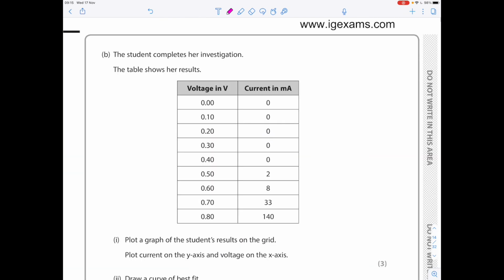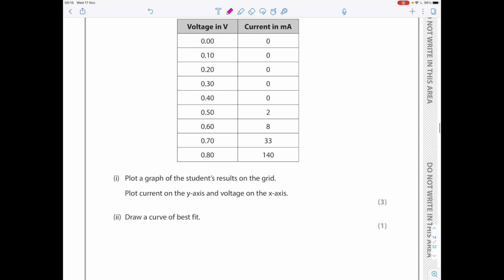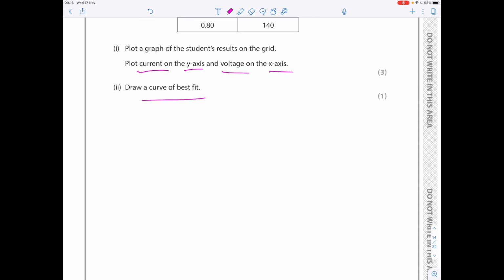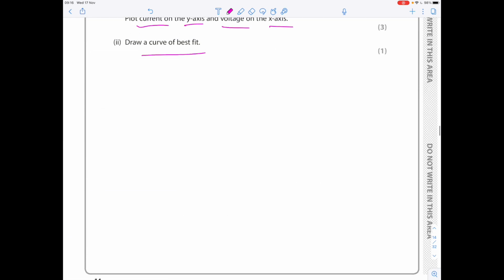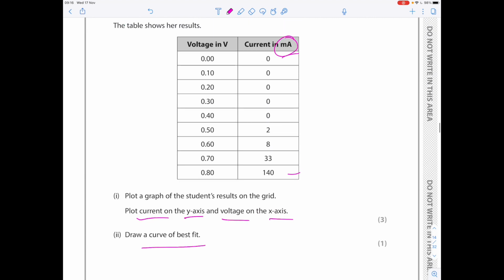The student completes her investigation. The table shows her results. Plot a graph of the student's results on the grid. Plot current on the y-axis and voltage on the x-axis. Draw a curve of best fit. So here's our y-axis, which is current. Now in terms of our units, current we can see from the table here is mA.